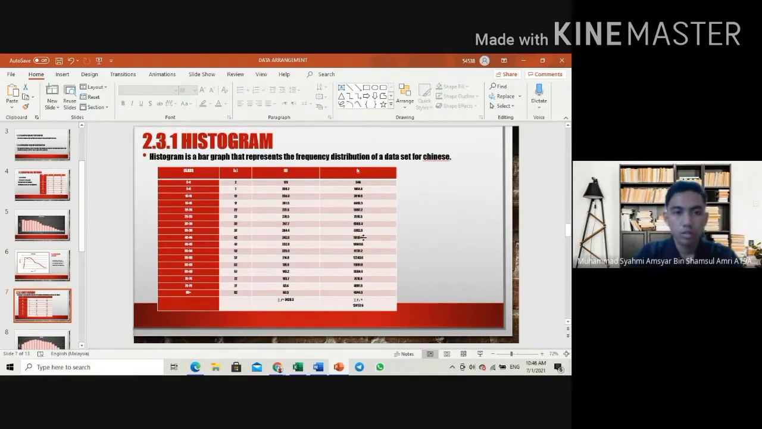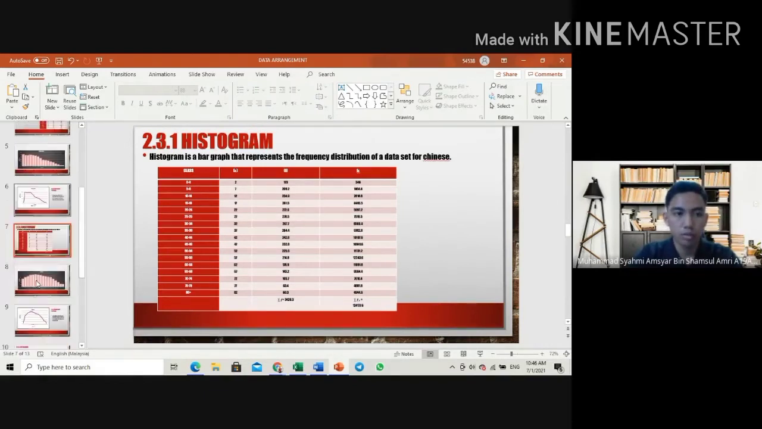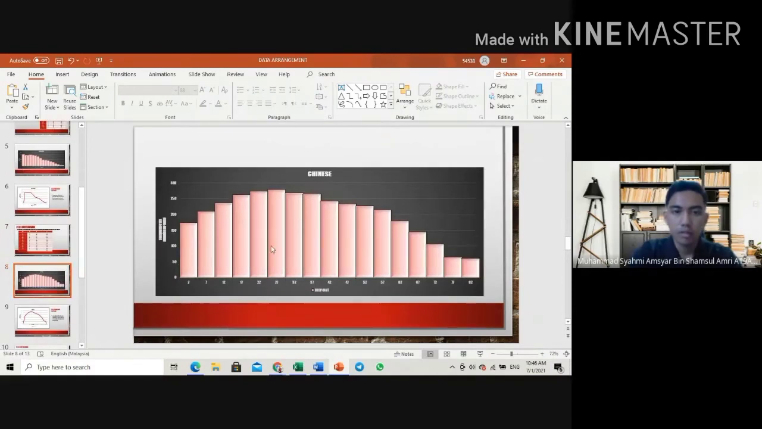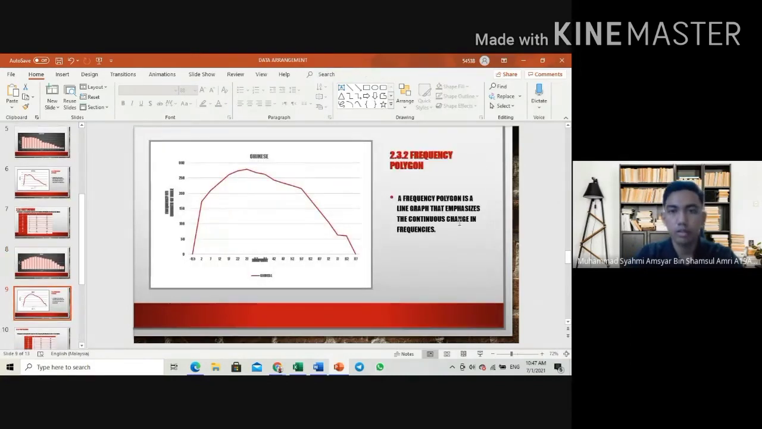Next, the histogram for the data for the Chinese in Malaysia. Okay, we move to the graph. The highest number is here, 27, which is 278.5 thousand people for Chinese at age 27, and the lowest is here, which is 60.3, 60,000.3 for age 82.